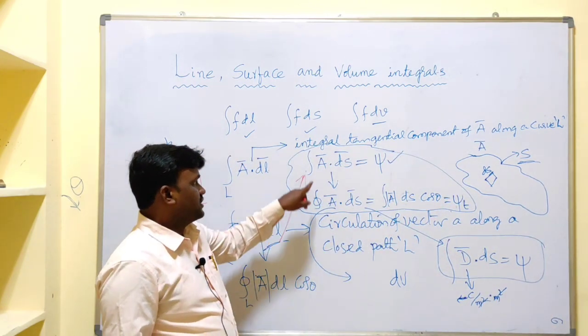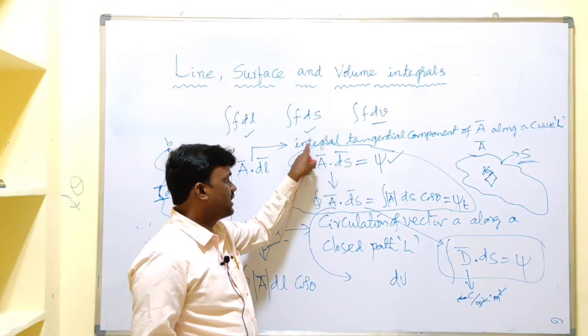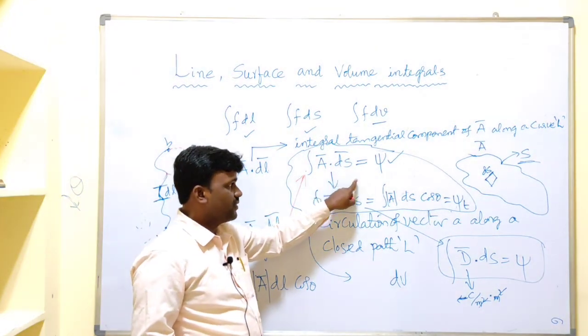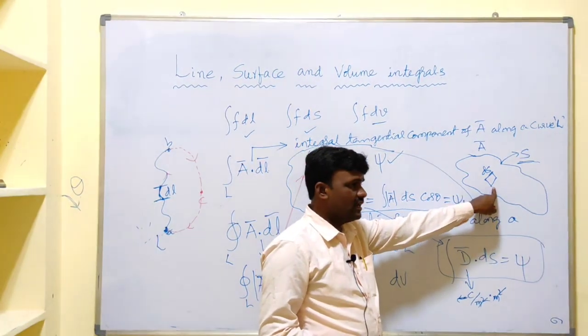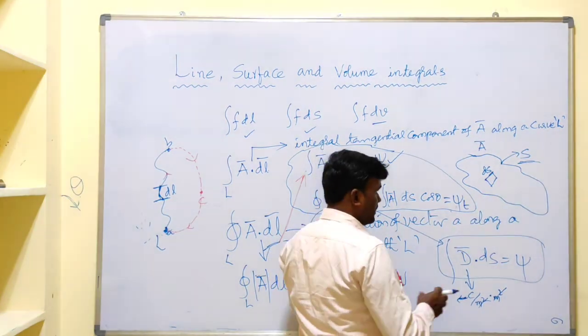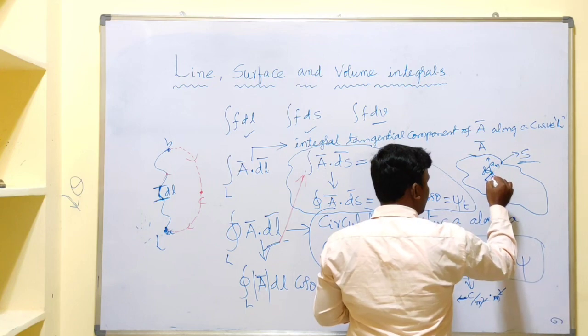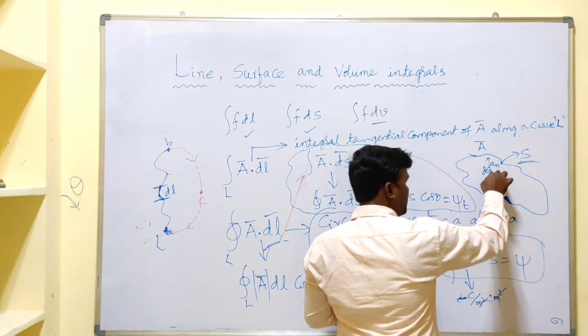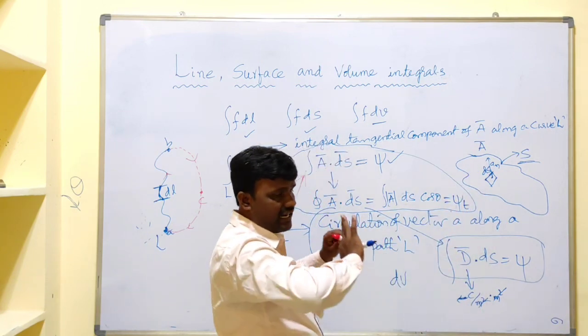That means the surface integral of any vector gives the flux of that vector from the given surface like this. Of course, here you need to define a unit vector, that is a_n, where this unit vector is always normal to the given differential surface area at any point.